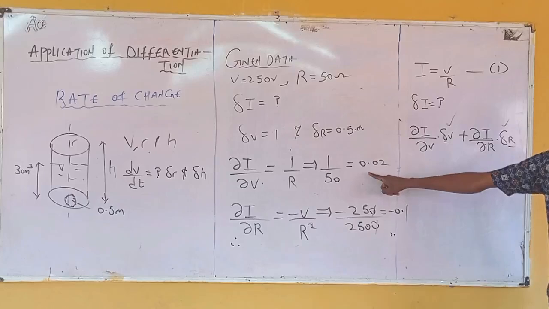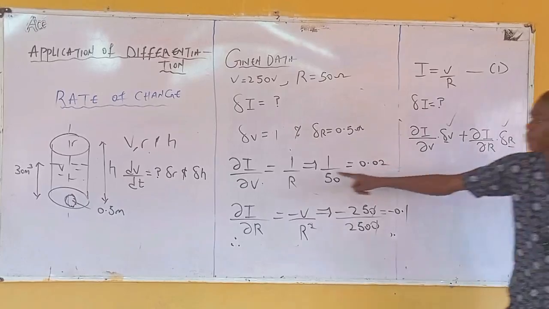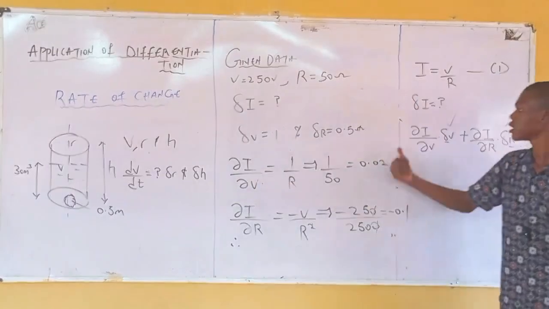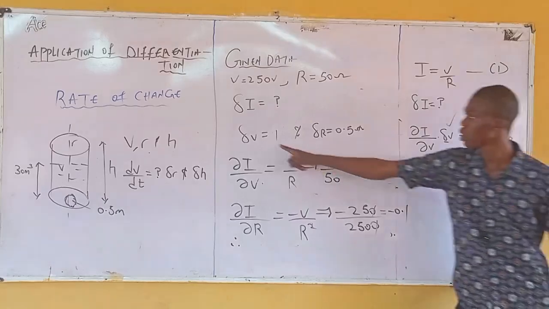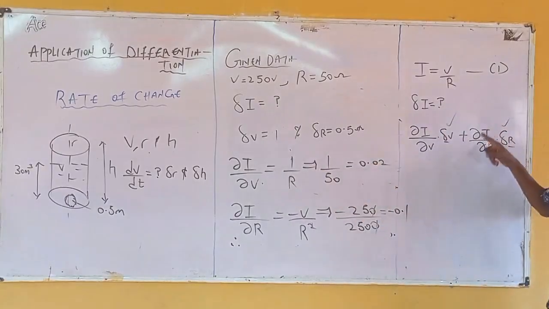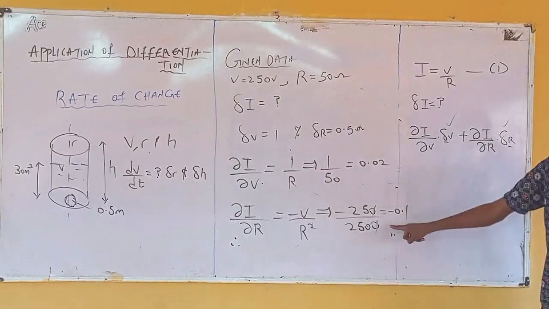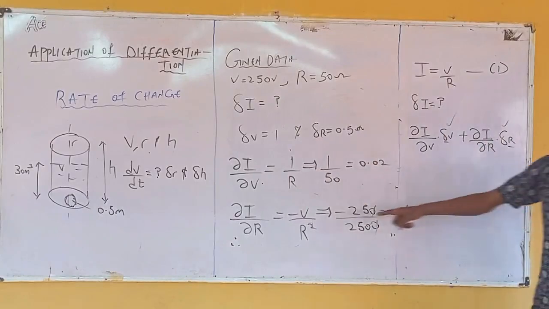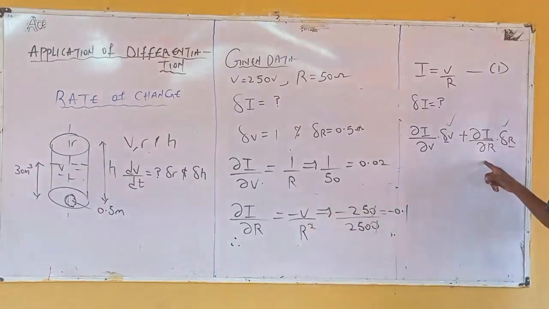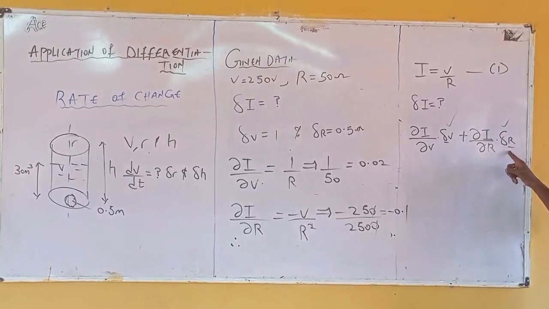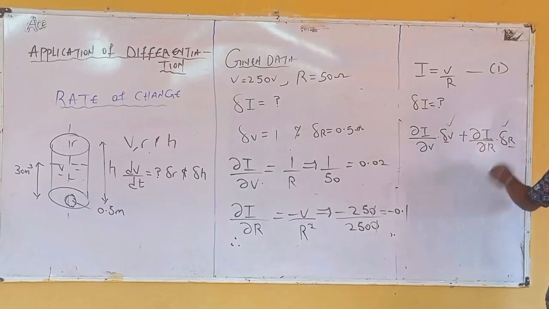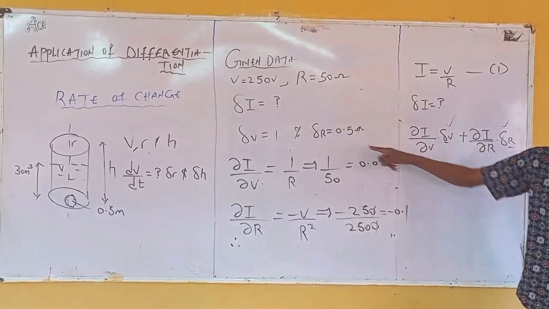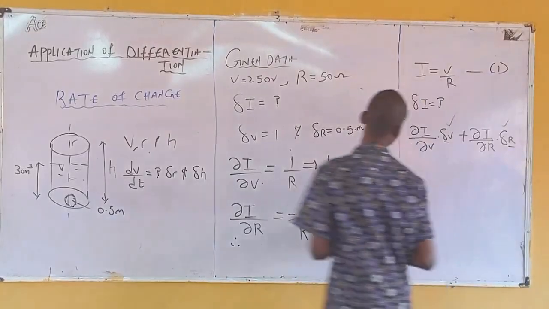Now from here, you've been able to calculate the value of partial derivative of I with respect to v as 0.02. Anywhere you see partial derivative of I with respect to v, what are you going to substitute? 0.02. What's the value of this given from the question? 1. Moving on, partial derivative of I with respect to r, you solved that to be negative 0.1. Anywhere you see this, what will you substitute here? Negative 0.1 times the rate at which r increases. Sorry, in this case r is increasing, so the rate at which it increased given from the question, what do you have? 0.5.